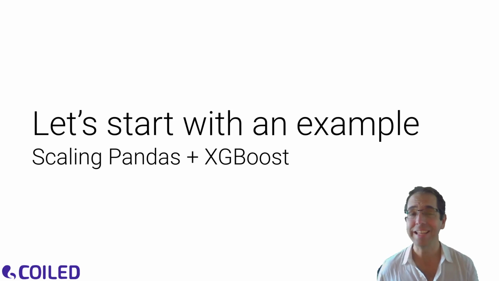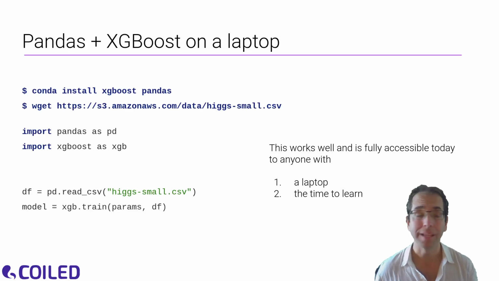Let's say that you are a data scientist and that you want to use pandas and XGBoost to train a model. This is really accessible today due to a lot of great work in the community. You can do things like conda install XGBoost and pandas onto your laptop. You might download some data set like the Higgs boson training data set from Amazon S3. You would then start up IPython, Jupyter, a Python script. You'll import your libraries, load a CSV file. There's probably some feature engineering here I'm skipping over. Then you're going to train that model with XGBoost.